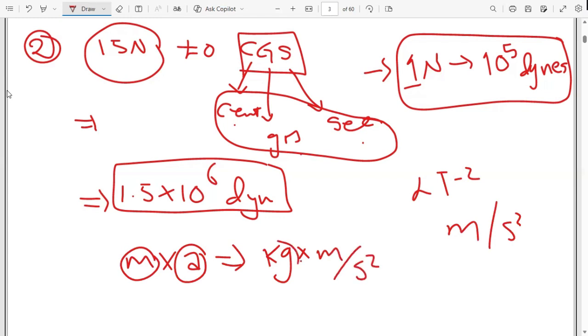So that means our kg here has been converted into grams, and our meter here has been converted into centimeters. Then we have the second for time. That means we have our 15 newtons converted into dynes, just like that.